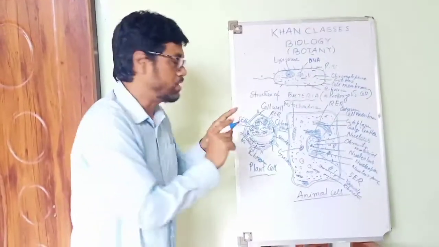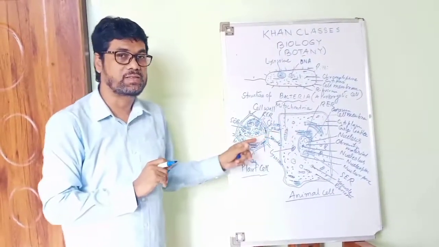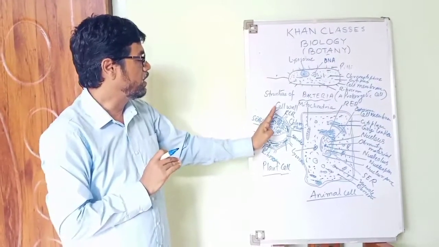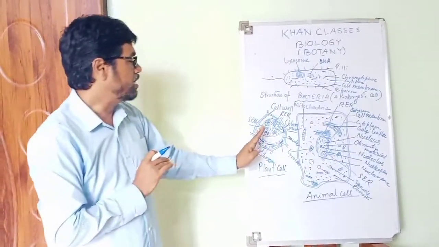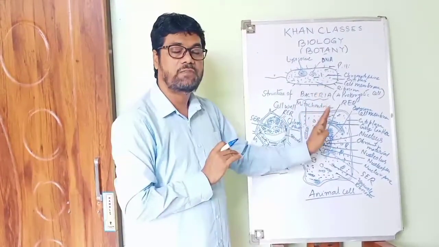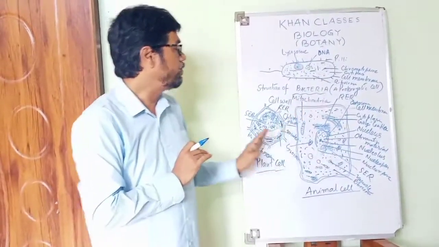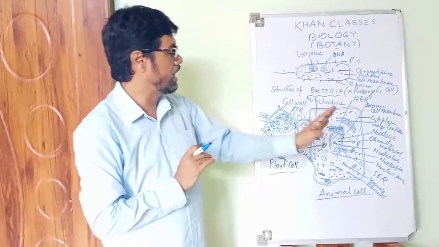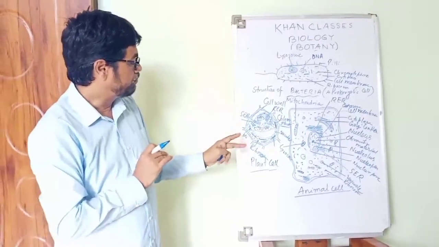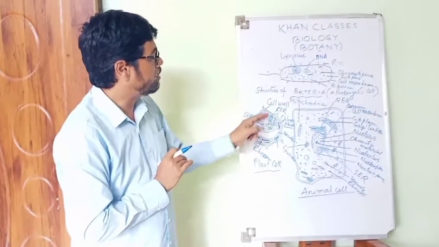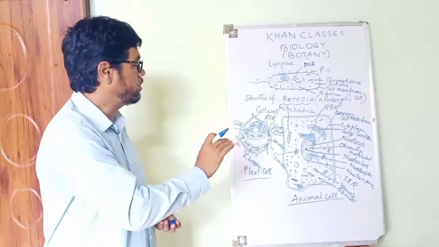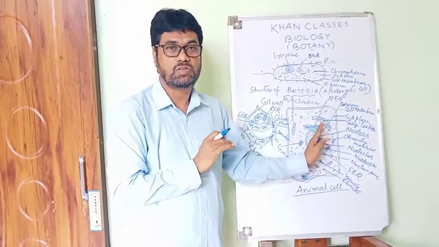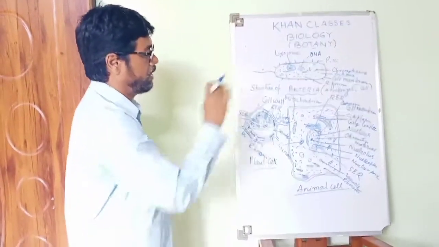Again, giving you the difference between plant cell and animal cell. In plant cell, you will find a cell wall, which is absent in animal cells. In plant cells, you will find the nucleus in the peripheral region, in animal cell the central region. In plant cell, you will find a large vacuole, which is very small in animal cell. Chloroplast is found in plant cell and absent in animal cell. Centrosome is absent in plant cell and present in animal cell. Plant cell can perform photosynthesis, animal cell cannot perform photosynthesis. So these are the basic differences between the plant cell and animal cell.